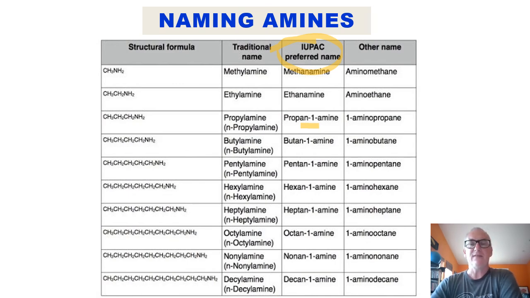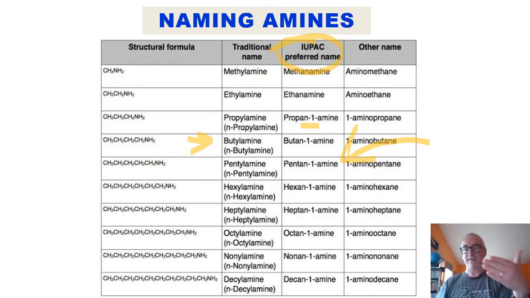Again, we don't really even need to put the 1 there if it's the only group. So if you want to just put butanamine, that would be fine. Or butylamine, because it's a butyl group. Either one. Generally, the 1-amino, we don't really use those. Sometimes they're used in labs, but generally not. So these would be the preferred names we're looking for. And I think they're the easiest to remember.